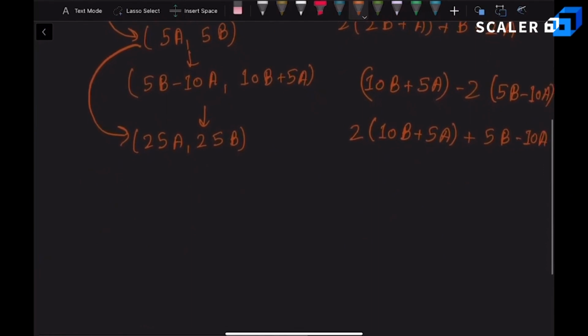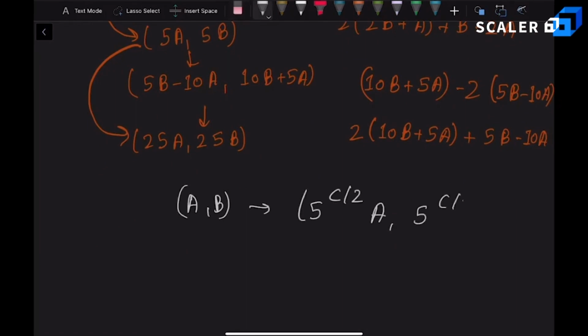So we can say that if c is even, the value of (a, b) will be (5 raised to c by 2 into a, 5 raised to c by 2 into b). But what if c is odd? So for example, if c is 5, then we will actually do four operations. That is, we will do c minus 1 operations, and we know that c minus 1 will be even. And then we will do one operation again.